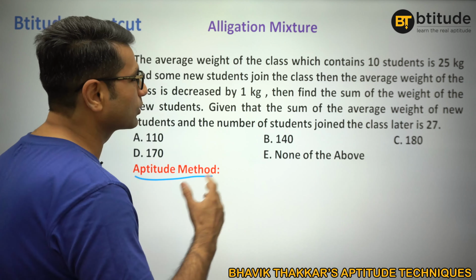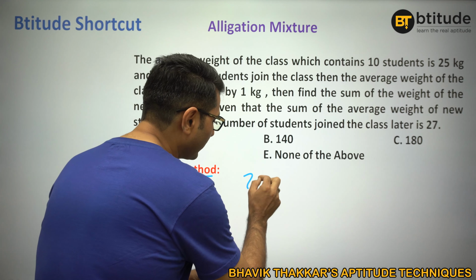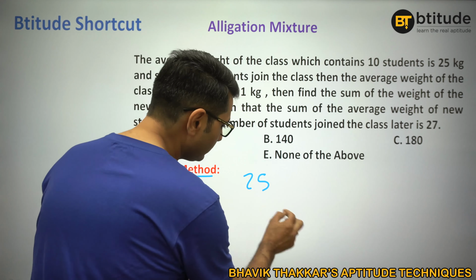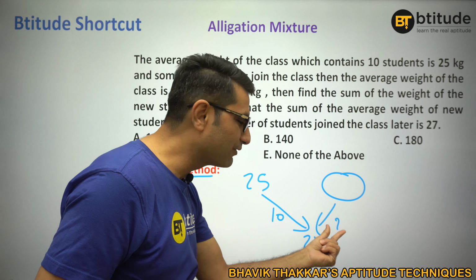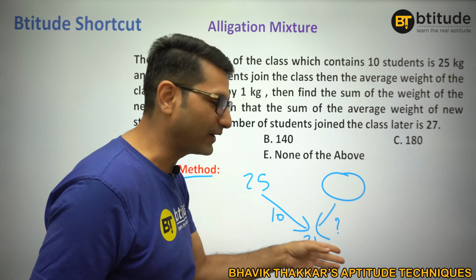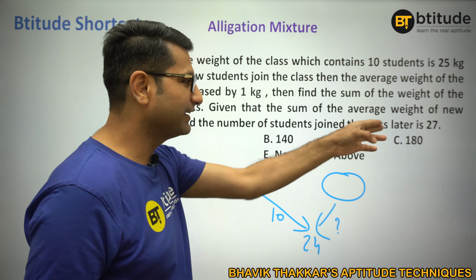You could have thought that, okay, one group has an average of 25 kg weight. Another group, we don't know the average, neither do we know the numbers. But we know that the combined average is 1 less than 25, that is 24. Now, we also know one thing, that the students here are 10. We don't know this student. But another thing that we know is the sum of these two, the new students and their average weight. The sum of these two is 27.